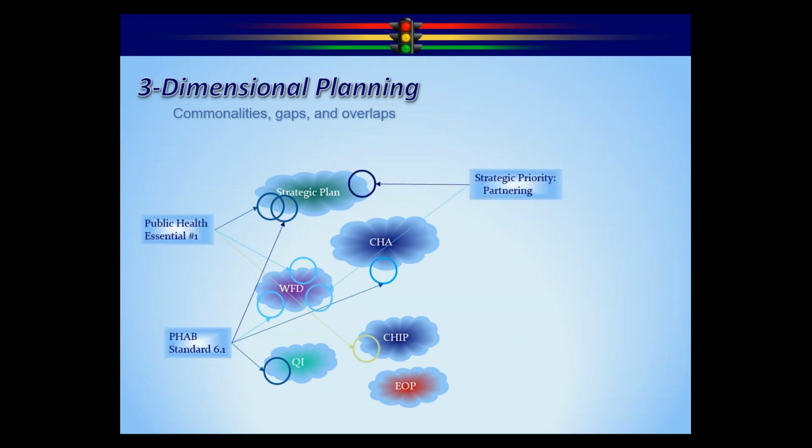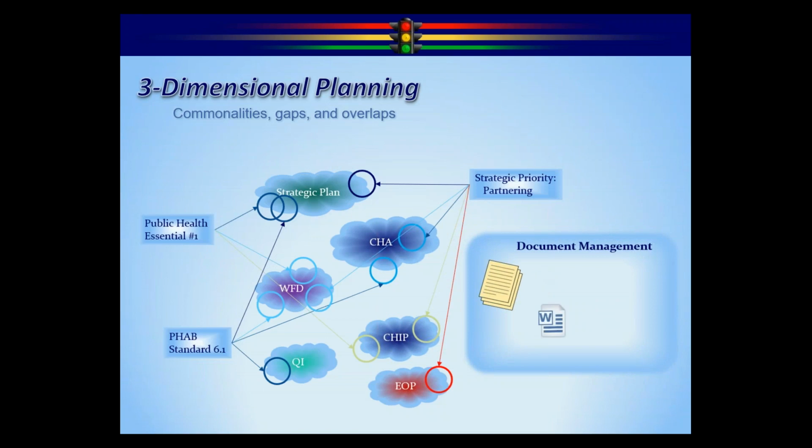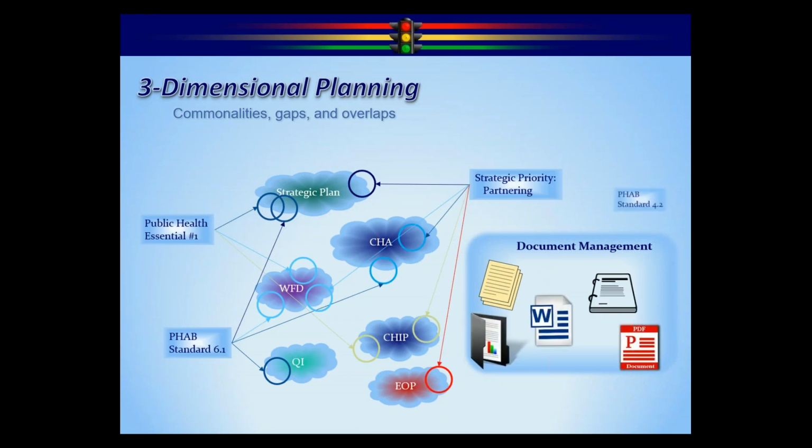Your strategic priorities also get mapped in there to make sure that everything you're doing, again, maps to the strategic plan. And you can tag all the documents as well. So I can go in and say, across the whole system, these are the 3 documents we're going to submit for standard 4.2. So 3-dimensional planning is kind of a big bubble over the top of everything else in the system.